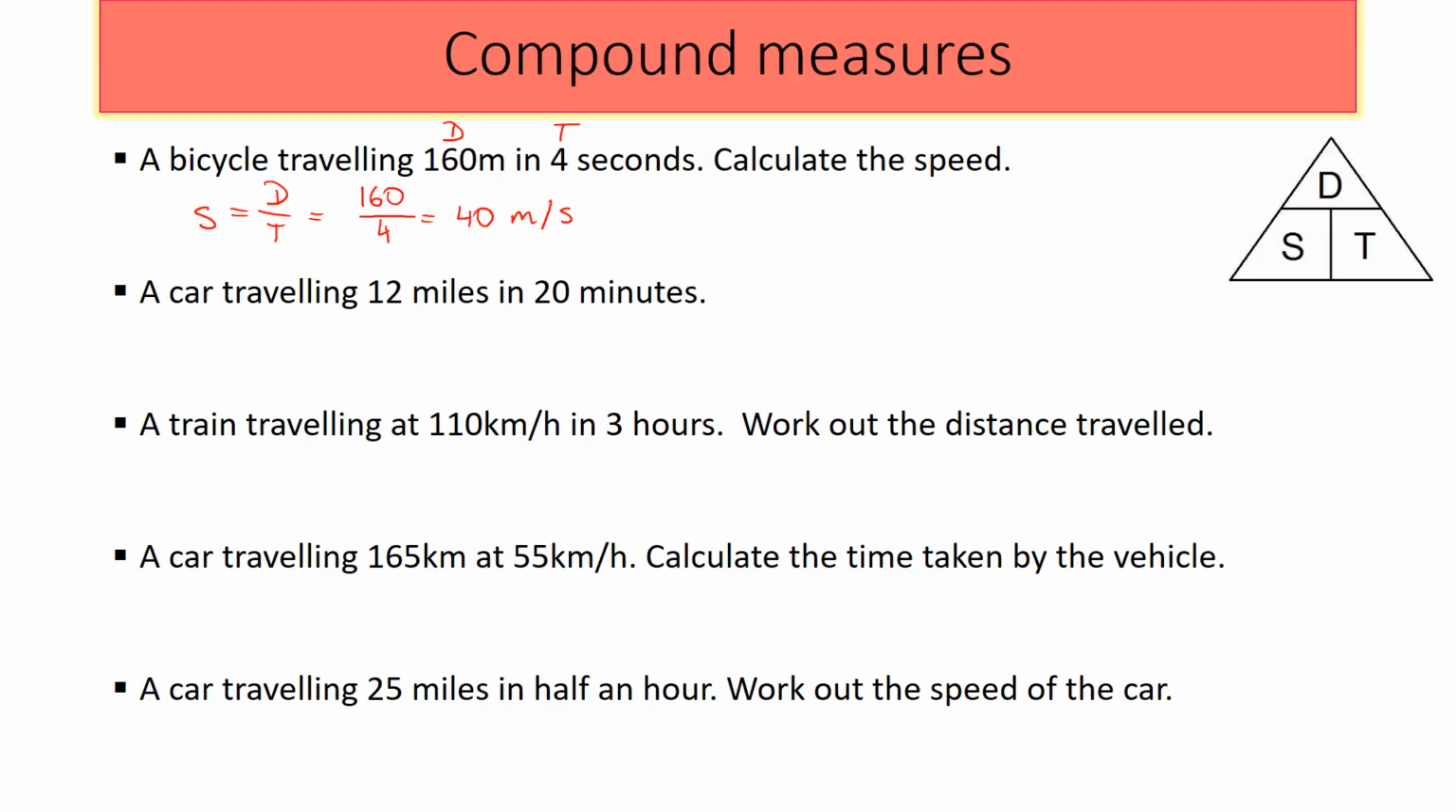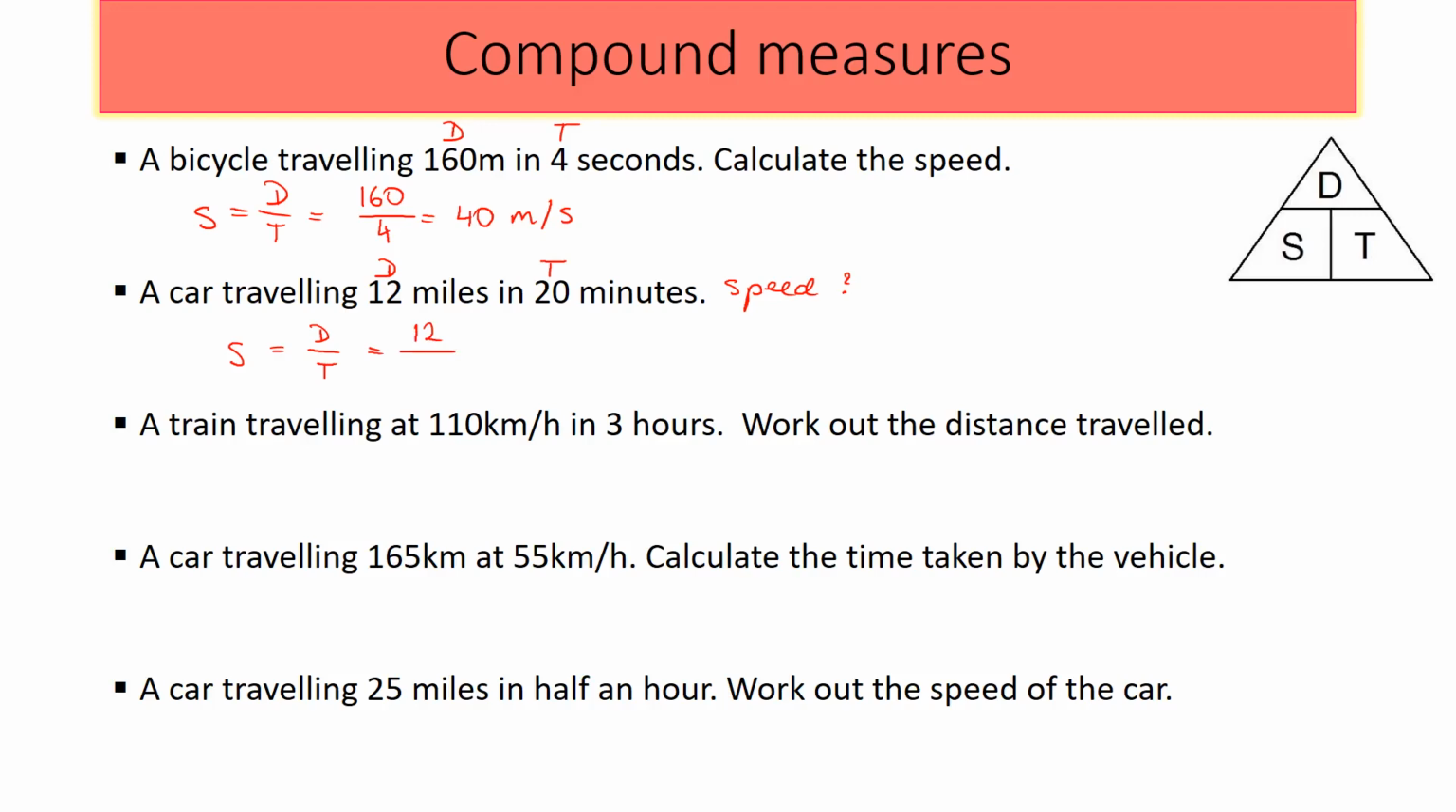Okay, next one, a car traveling 12 miles in 20 minutes. And again, I want to work out the speed here, because I've got the distance and I've got the time, so I need to work out the speed. So speed equals distance over time. Now the distance is 12 and the time is 20 minutes.